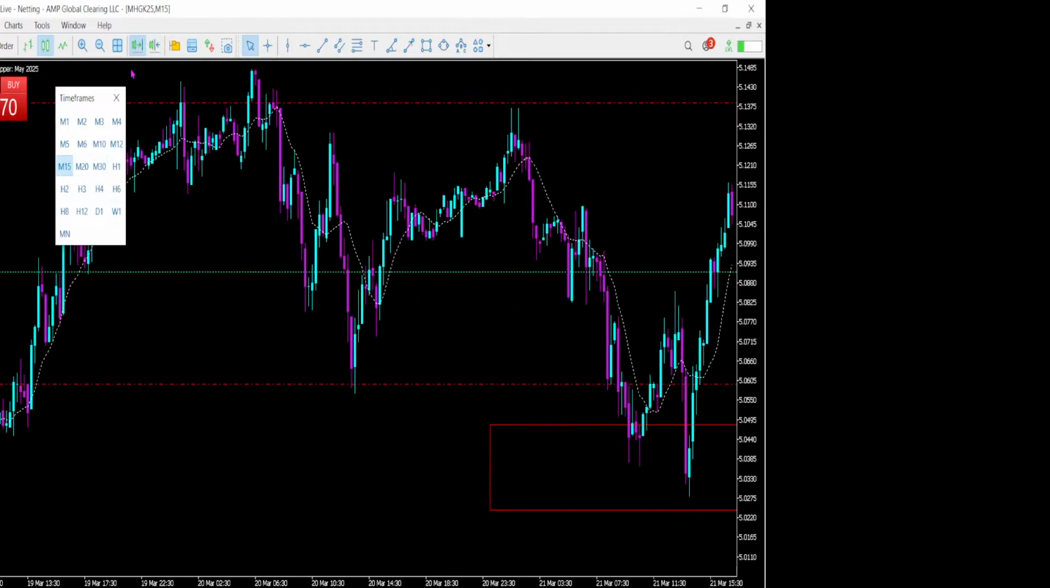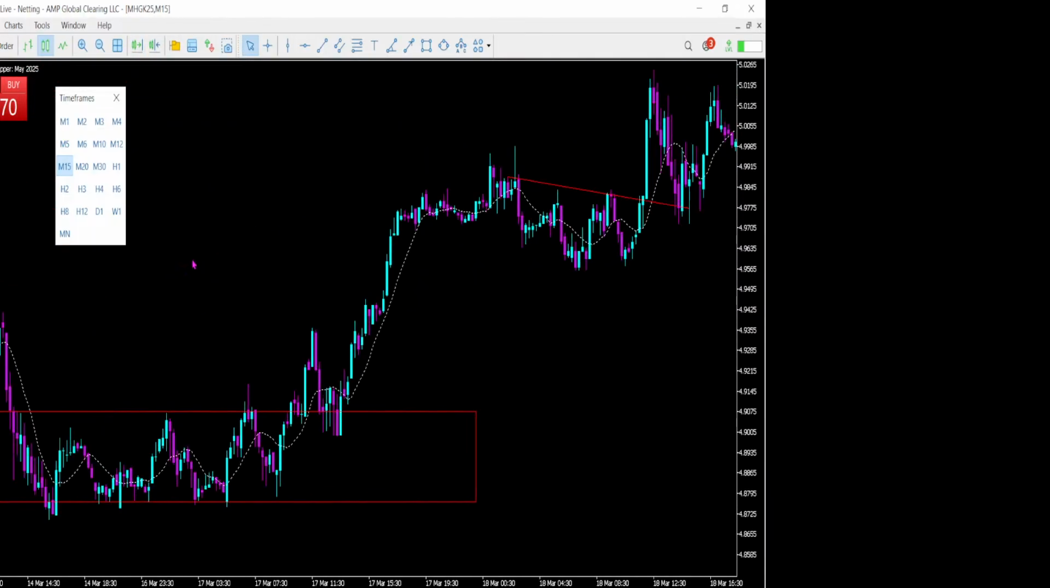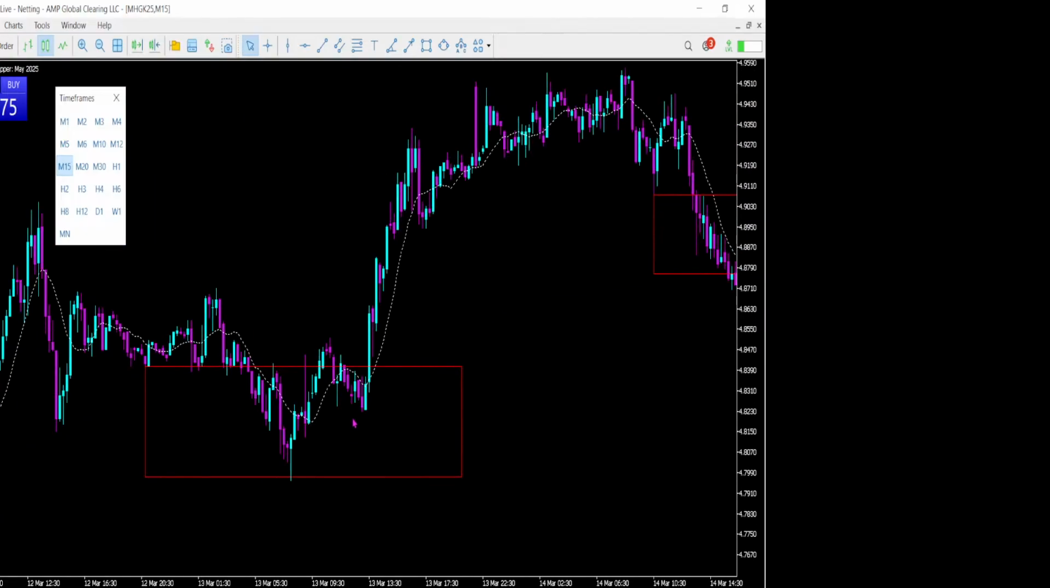Let me turn off the scroll here so I can scroll back. And let's find those areas. So here's that first one that we saw on the 4-hour. And you can see price just chopped around for a while, and you could easily have just gotten in anywhere in here. So let's go down to this one.